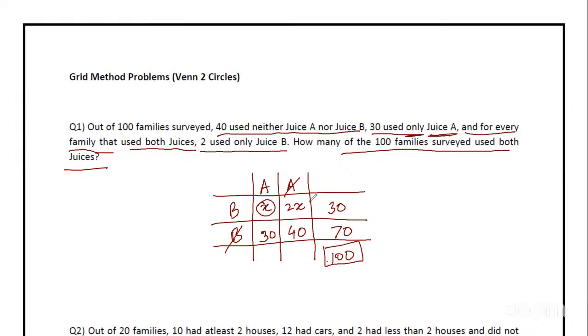And the question is, how many of the 100 families surveyed used both juices? So X is what we need to find out. And we've got 3X, which is X plus 2X, equal to 30. And that's it. X is 10. And I have solved my question.